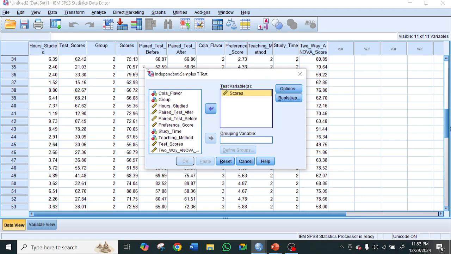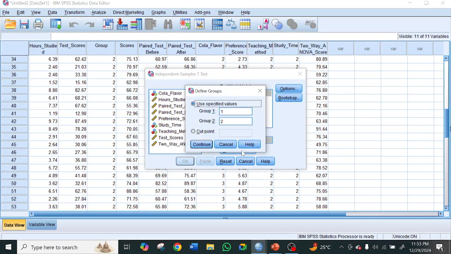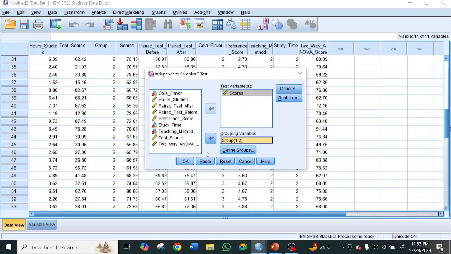Then the grouping variable is group. So I'll come here, select the grouping variable. Then I have to define it. Define in the sense that group one that I've inputted in my data, that's group A. Then group two, that's group B. Then I'm going to continue. Then I'll come here and select OK. Let's see what comes up.